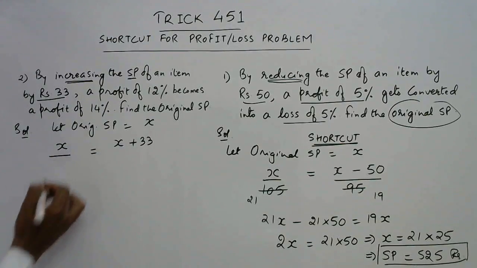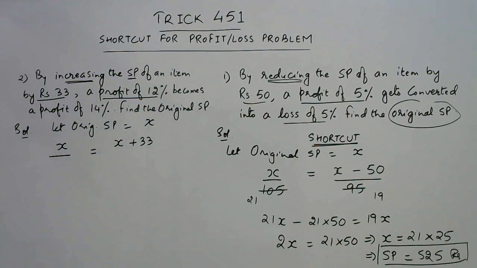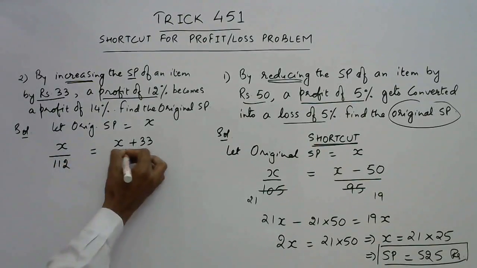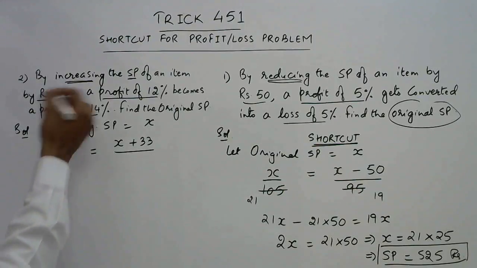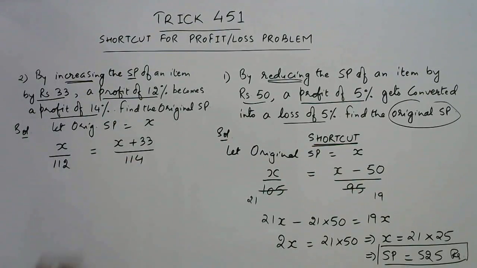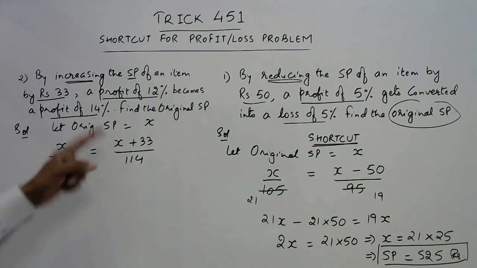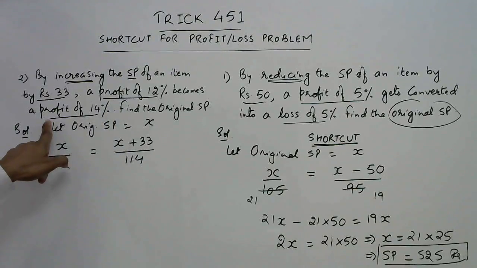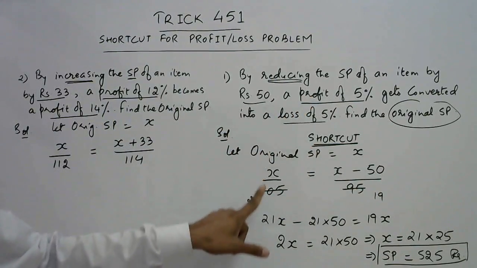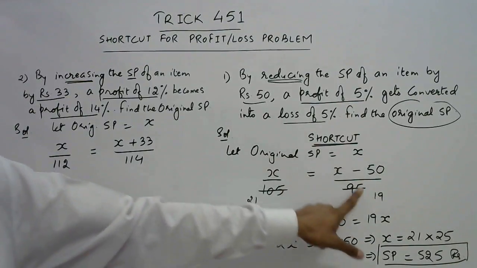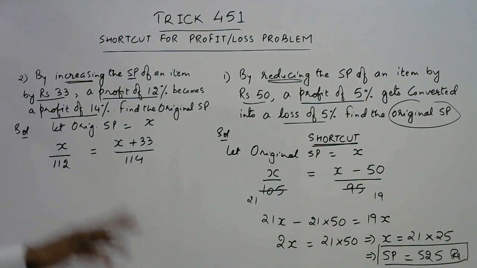Now in the denominator here we have a profit of 12%. So 100 plus 12, 112. And here we have a profit of 14%. So 100 plus 14, that is 114. Why are we adding here? Because both are profits. But in the earlier problem we had a profit and a loss. Profit is always added to 100 and loss is always subtracted from 100. Now the things are very easy.